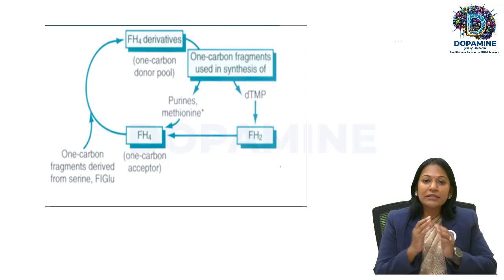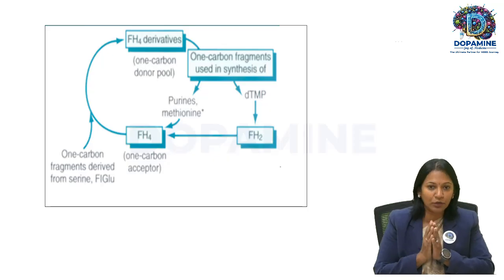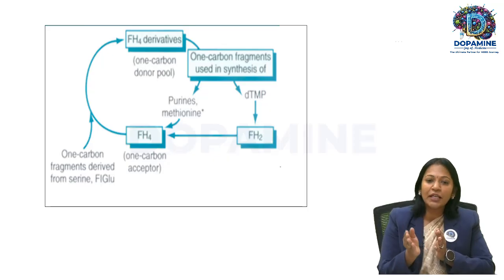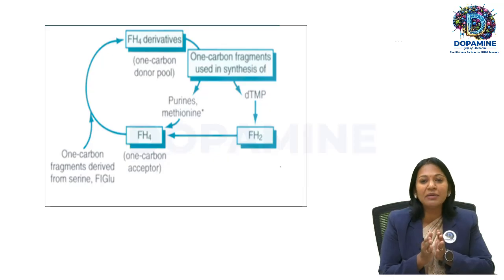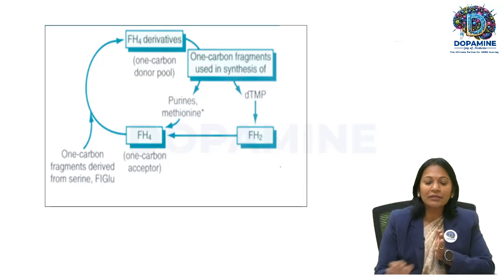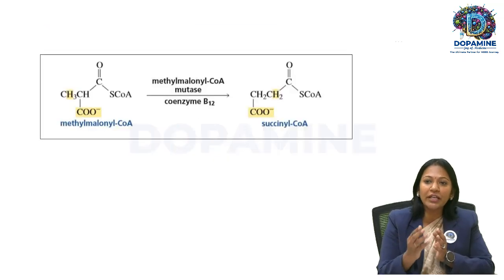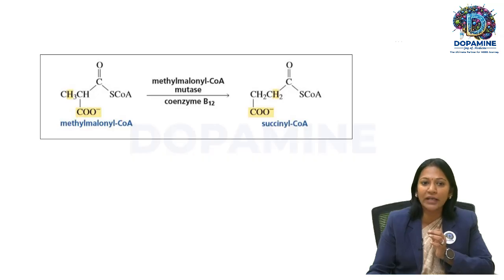So understand the clinical relevance of this particular concept. Remember, even without vitamin B12, if folic acid is available, thymidine synthesis will happen and the anemia will be corrected, because directly also through this mechanism we can produce thymidine base pairs. However, remember, vitamin B12 is needed for another very important chemical reaction in the body, that is the conversion of methylmalonyl CoA to succinyl CoA, where you need vitamin B12 as a coenzyme.